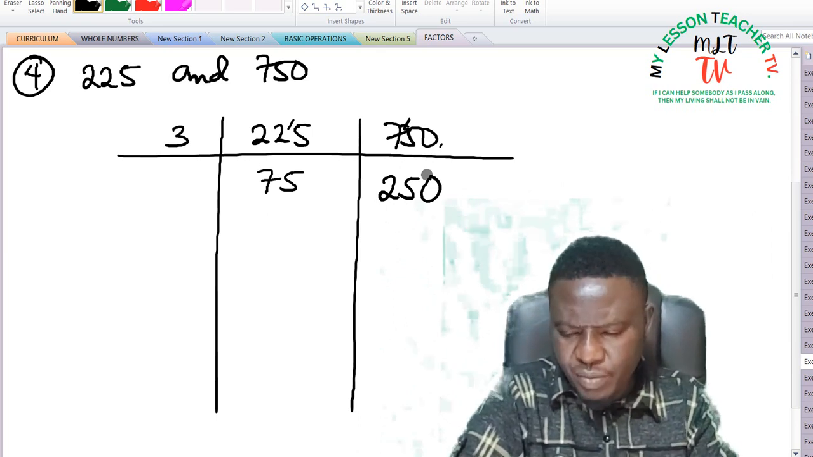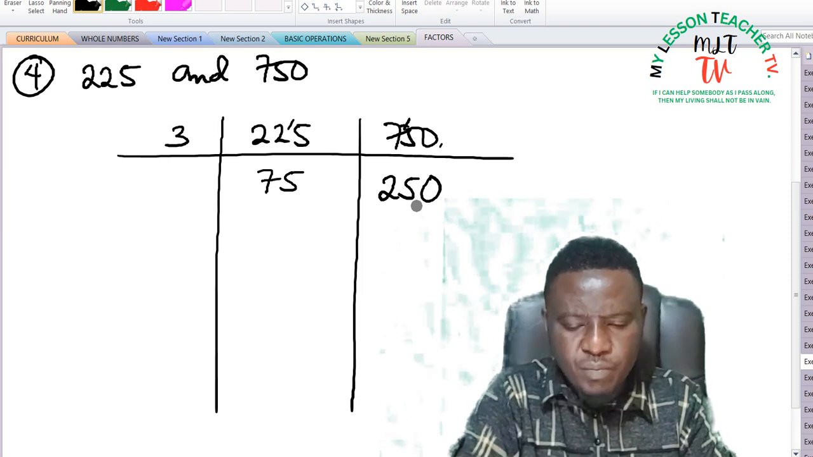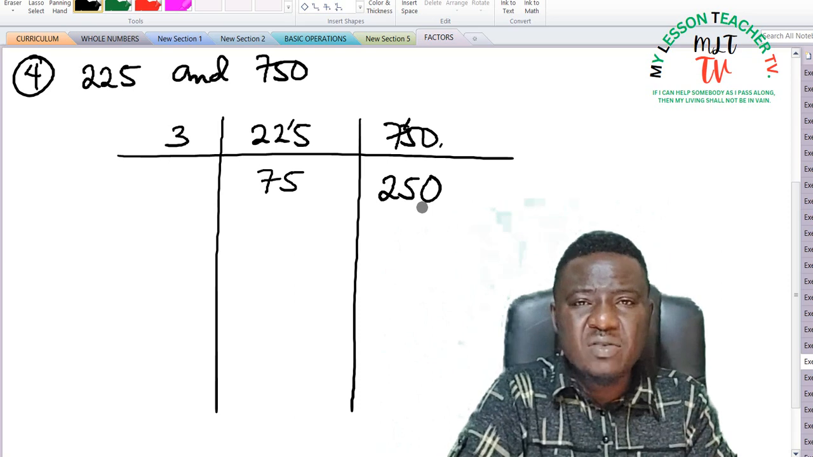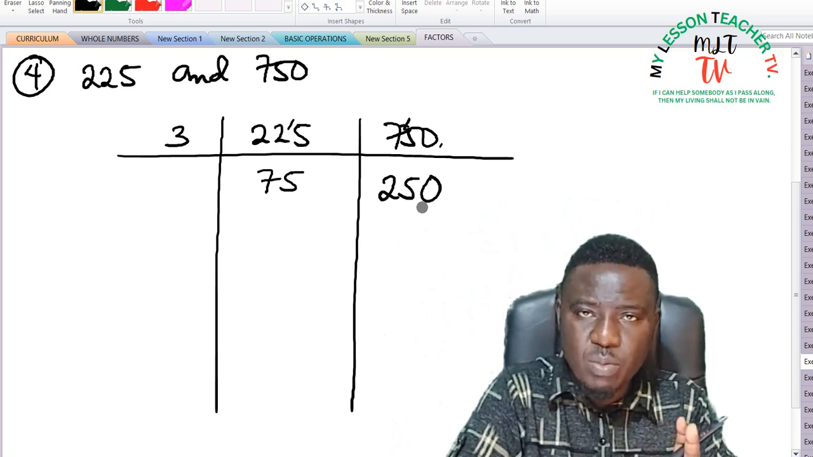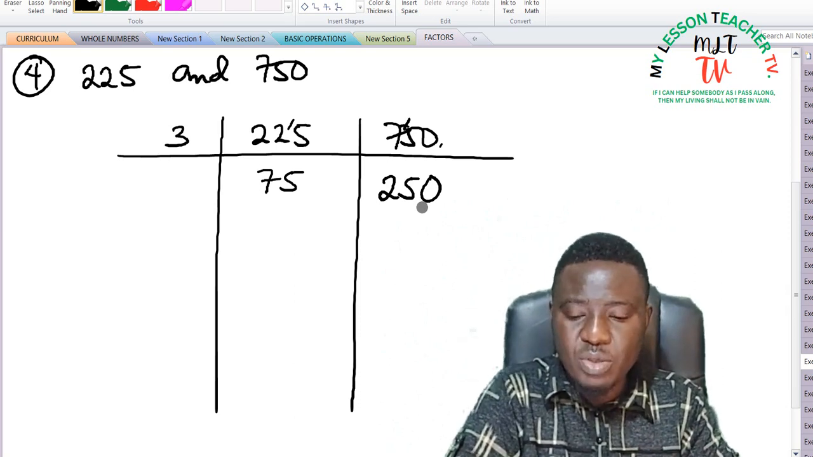Can 3 divide again? While 3 can divide 75, 3 cannot divide 250, because 2 plus 5 is 7 plus 0 is 7, and 7 is not divisible by 3. So it therefore means that 250 is equally not divisible by 3. We then test the condition for the next higher prime number, which is 5.